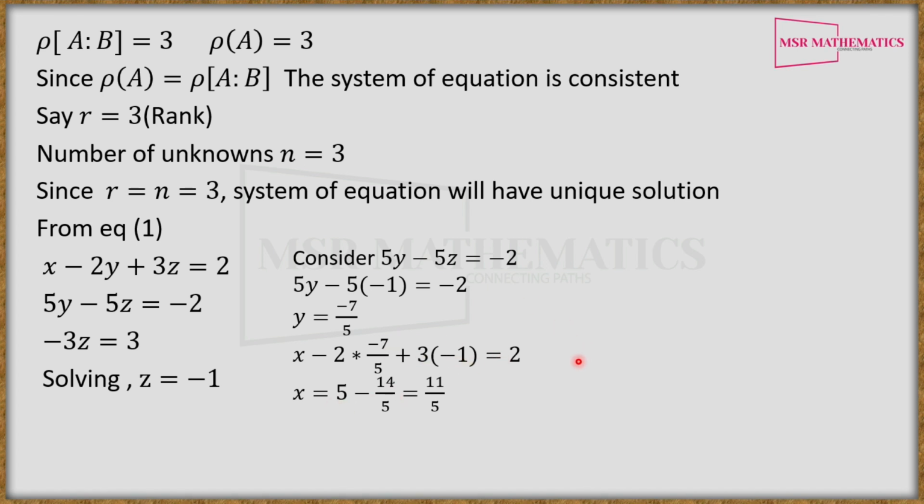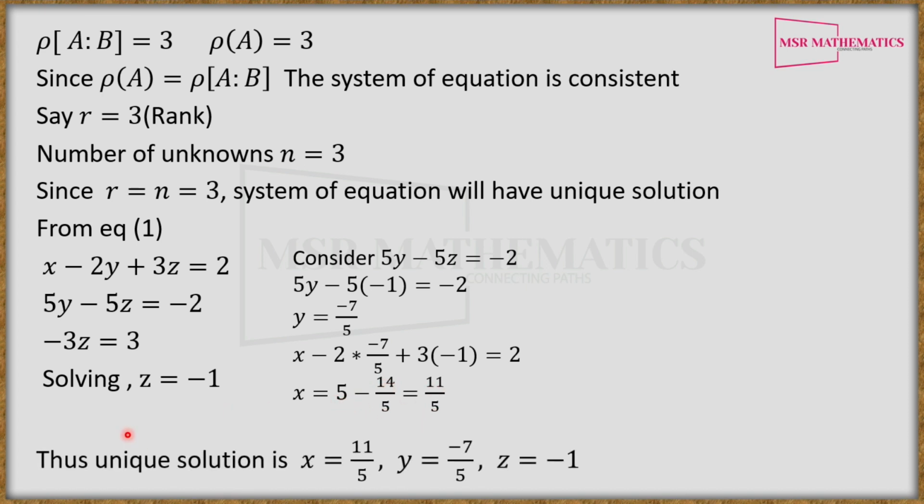Here we have this minus 3. It goes to the right hand side, means 2 plus 3 is 5. 5 minus 14 by 5, that is our x. Here you have minus into minus plus, goes to the right hand side, becomes minus 14 by 5. Here it is 2. Minus 3 goes to the right hand side, that becomes plus 3. 2 plus 3 is 5. That is x is equal to 5 minus 14 by 5. Here take LCM as 5. We get 5 into 5 is 25. 25 minus 14 by 5 is 11 by 5. That is our x value.